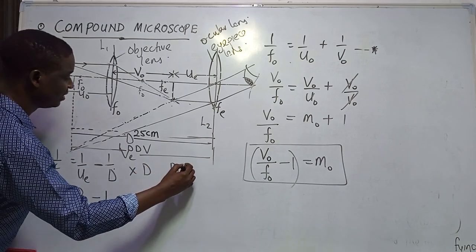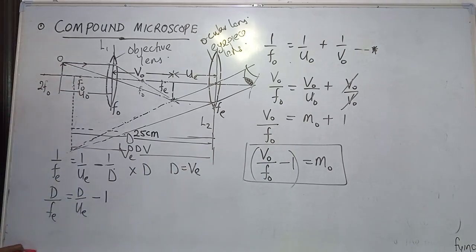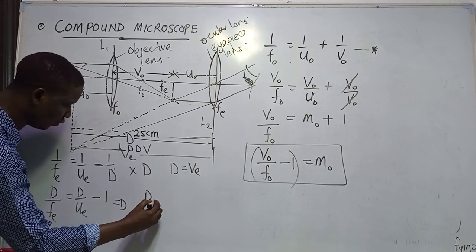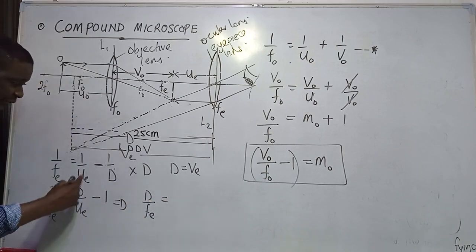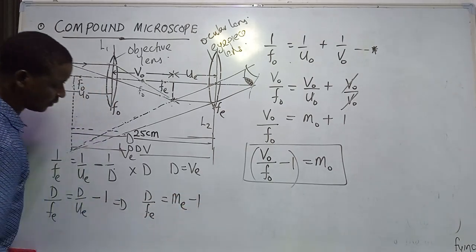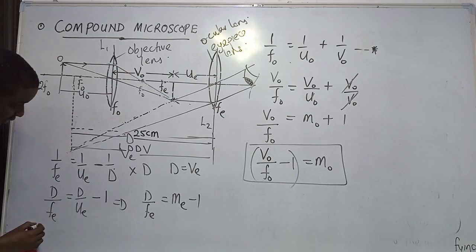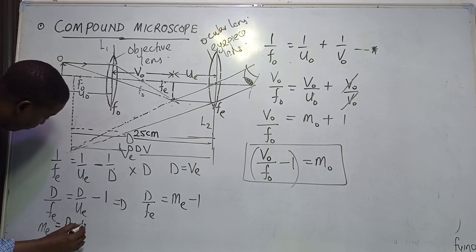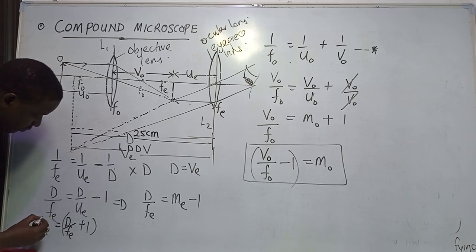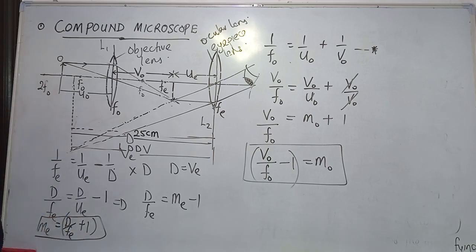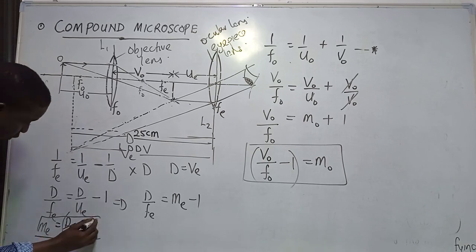Don't forget, D is the image distance of the eyepiece. This one is the magnification. So D over fe equals Me minus 1. So the final formula will now be: magnification of the eyepiece equals D over fe plus 1. So this is the formula for that.